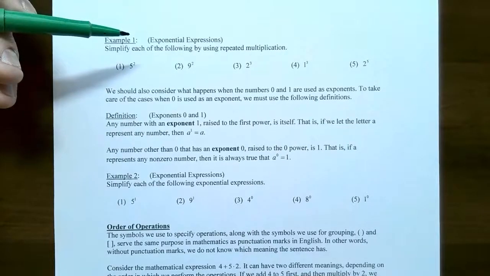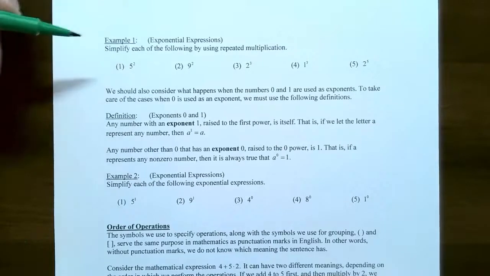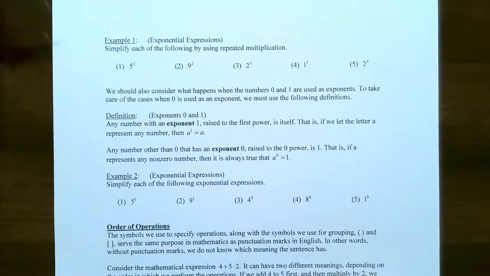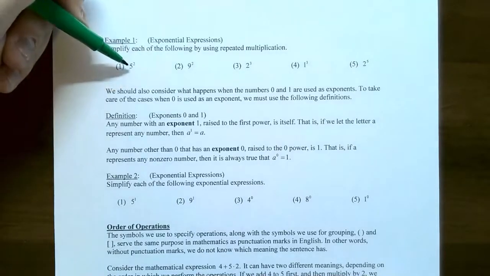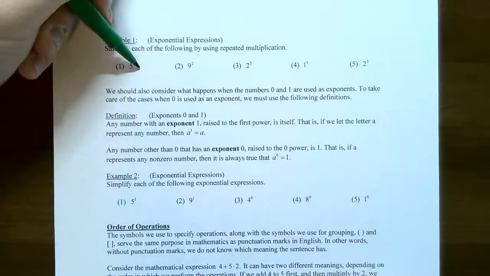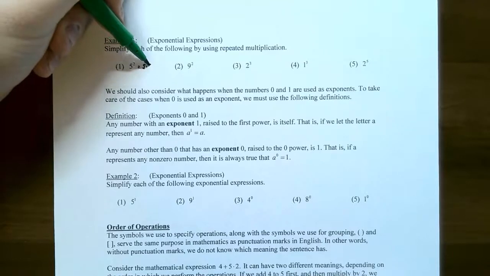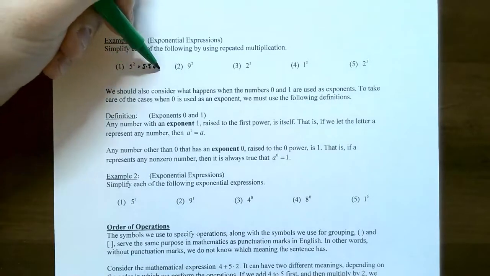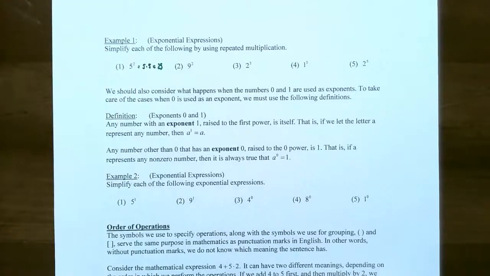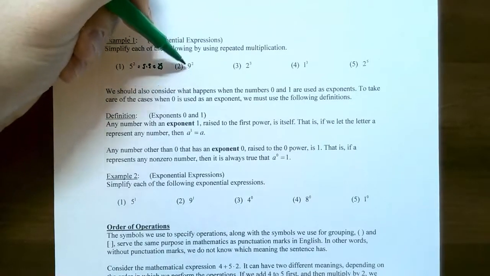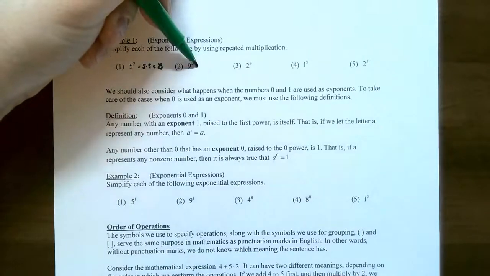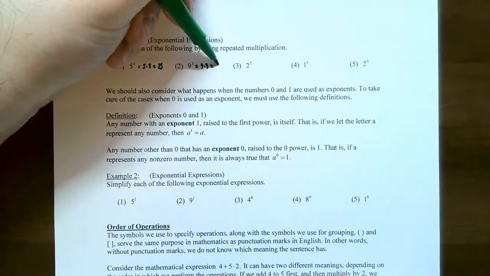Evaluating exponential expressions. Simplify each of the following by using repeated multiplication. In other words, multiplying the base with itself. So 5 to the 2nd power, or 5 squared, means you have base 5 times itself. So you have 2 factors of 5, which gives you 5 times 5 is 25. Next problem. Base 9 to the second power, or 9 squared, gives you 9 times 9, which is 81.